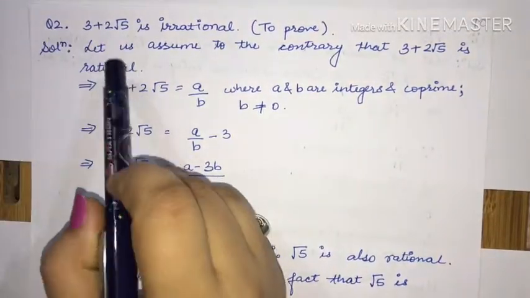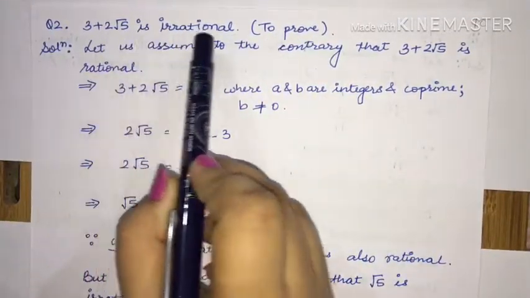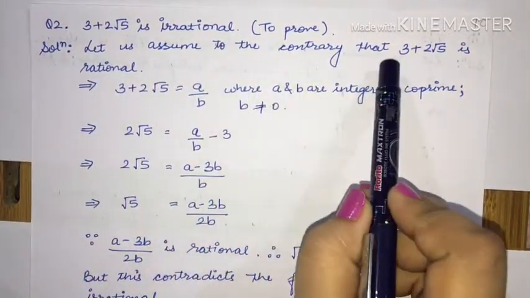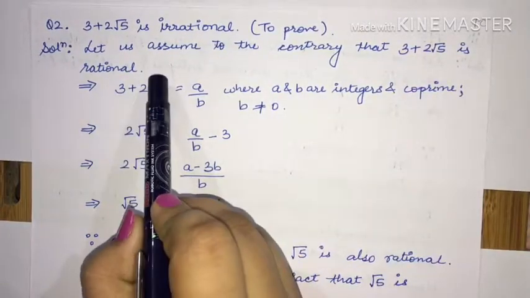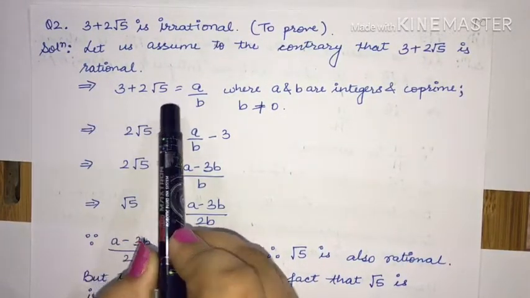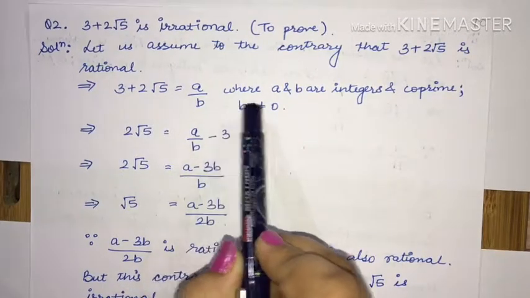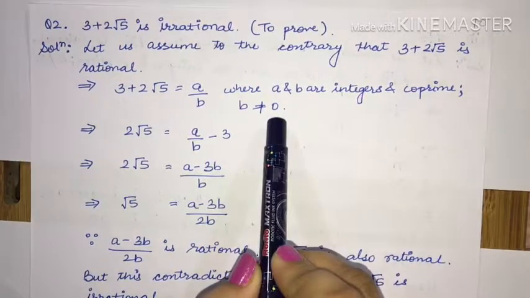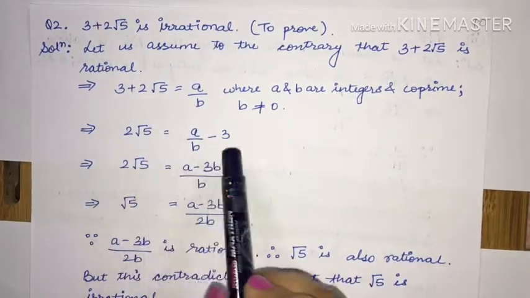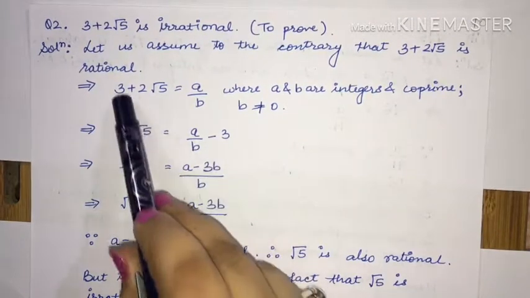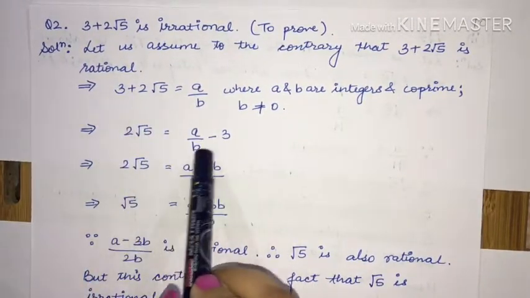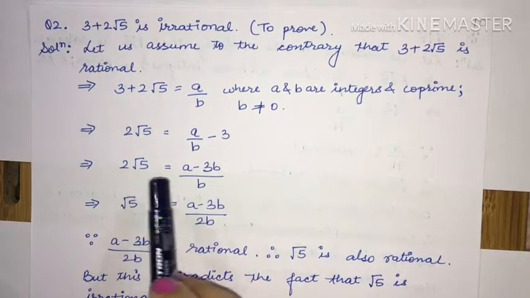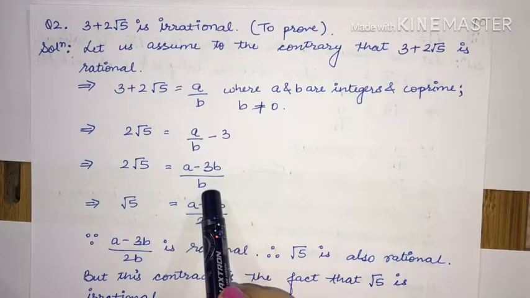Question 2. To prove 3 plus 2 root 5 is irrational. Solution. Let us assume to the contrary that 3 plus 2 root 5 is rational, which implies 3 plus 2 root 5 is equal to a by b, where a and b are integers and co-prime and b is not equal to 0, which implies 2 root 5 is equal to a upon b minus 3. As we are sending 3 to the other side, plus sign would change to minus, which implies 2 root 5 is equal to a minus 3b upon b.